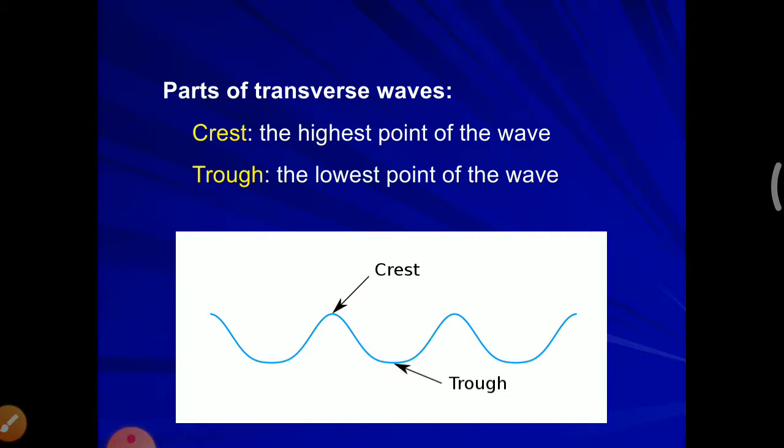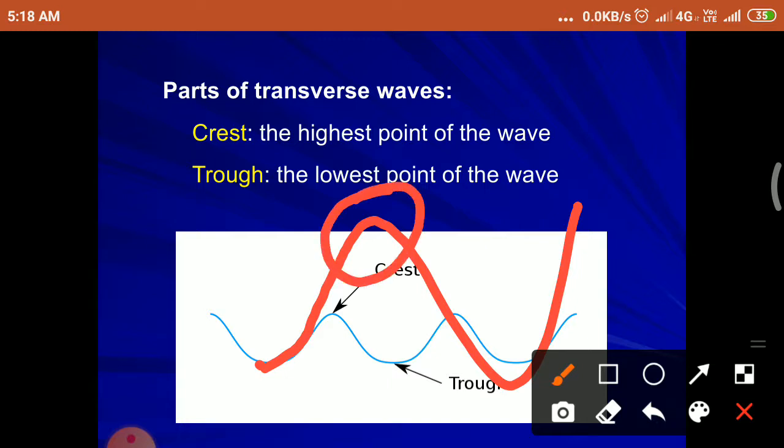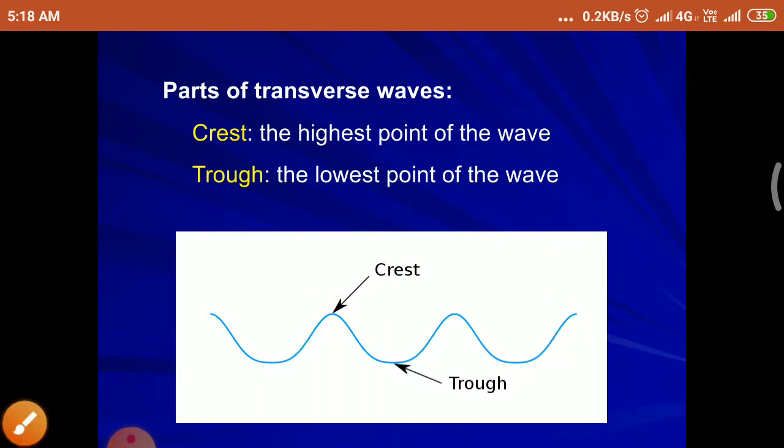Parts of transverse wave. There are two parts present in the transverse wave. One is crest and another one is trough. The highest point of the wave is called crest. So, if you take a wave, this is the highest point, this is the lowest point. So, the highest point of the wave is called crest and the lowest point of the wave is called trough. It's shown clearly in the diagram.